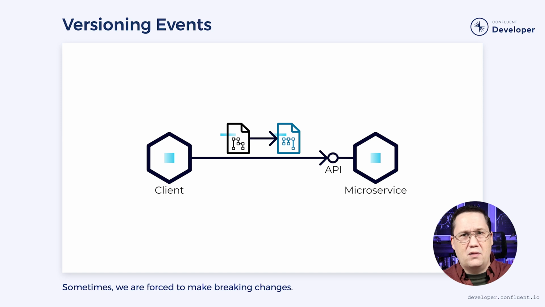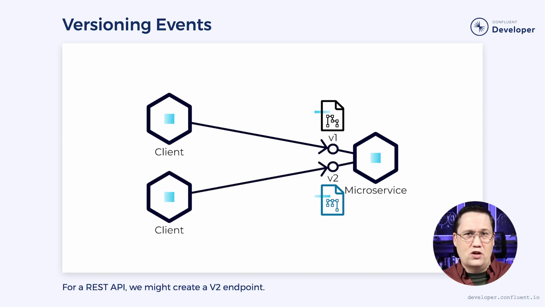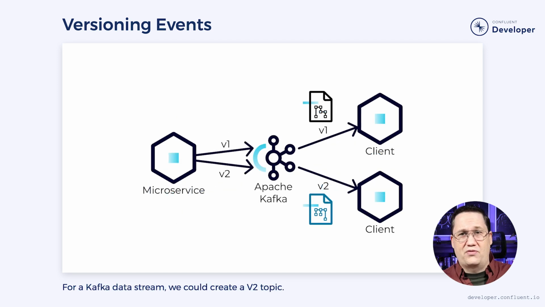Unfortunately, despite our best efforts to maintain compatibility, sometimes we're forced to make breaking changes. When that happens, we want to minimize the impact on clients. A common way to handle this is by creating new versions of the API. In the case of a REST API, this could mean creating a new v2 endpoint. For a Kafka data stream, we might create a v2 topic. When we create the new API, we might need to support the old version for a while to allow clients time to migrate.